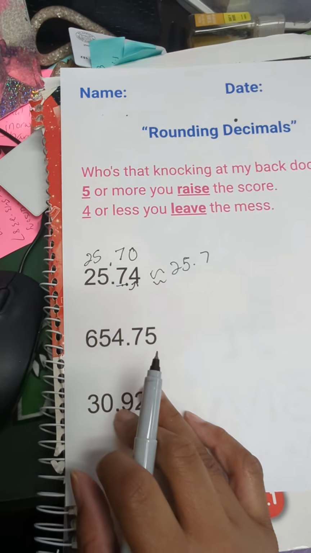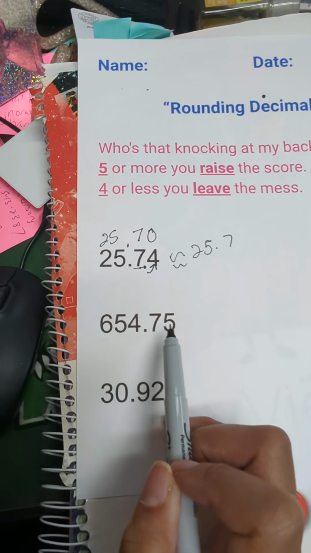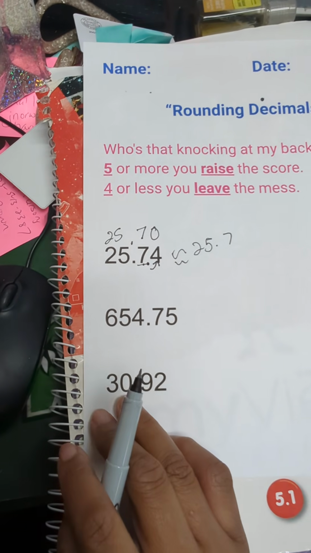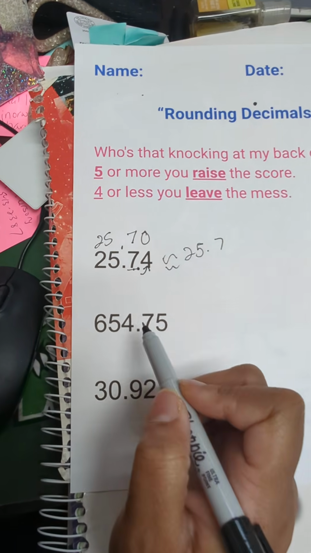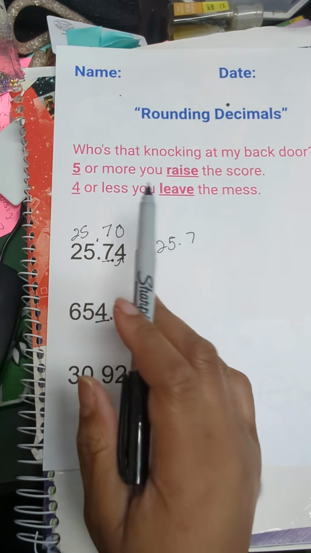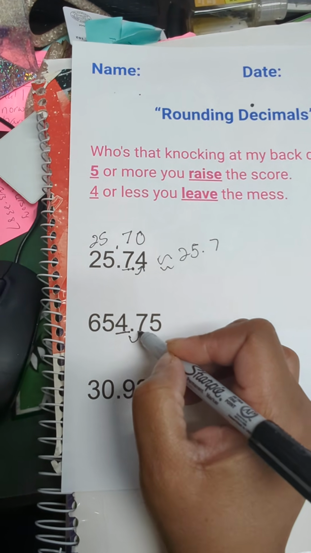Let's go to the next example. Here we have 654 and 75 hundredths, but we're rounding to the nearest ones place. Very good. So first you want to identify what digit is sitting in that place value. There is a 4 in the ones place. Then you go to your song. Who's that knocking at my back door? Who's at the back door of the 4?